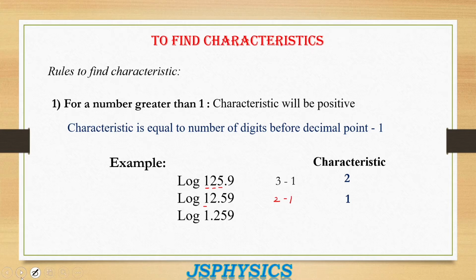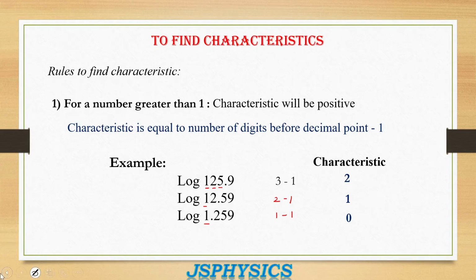Now the next number is 1.259. For this number, the characteristic will be 0 because the number of digits before decimal point are 1 and 1 minus 1 will be 0. So characteristic for these numbers will be 2, 1 and 0. That means whatever number of digits before decimal point are there minus 1 will give you the characteristic for any number which is greater than 1.